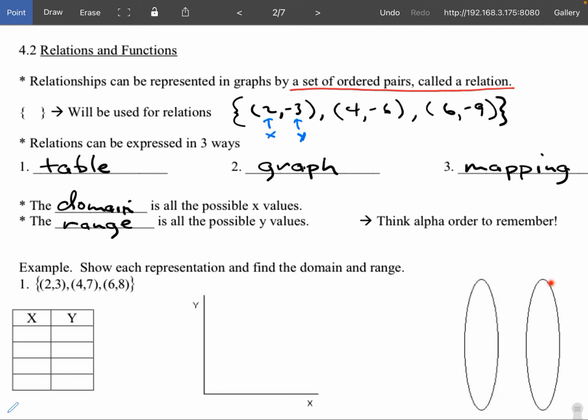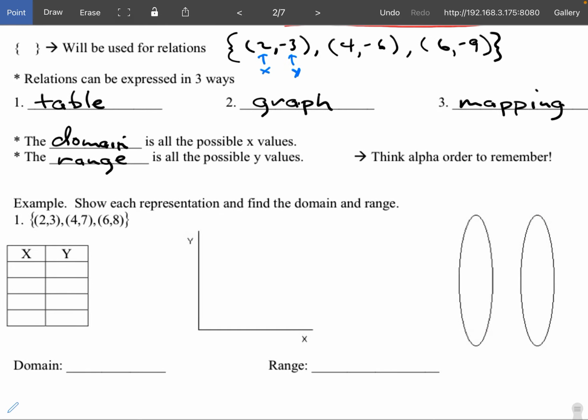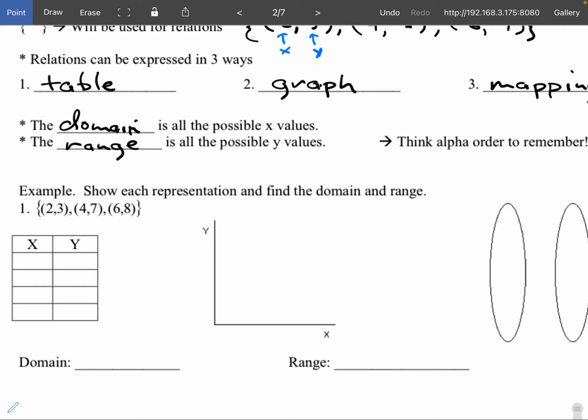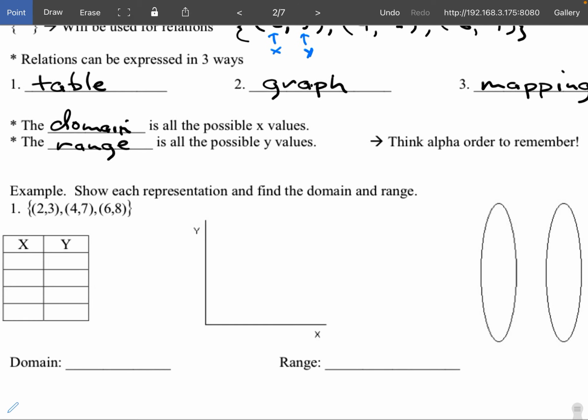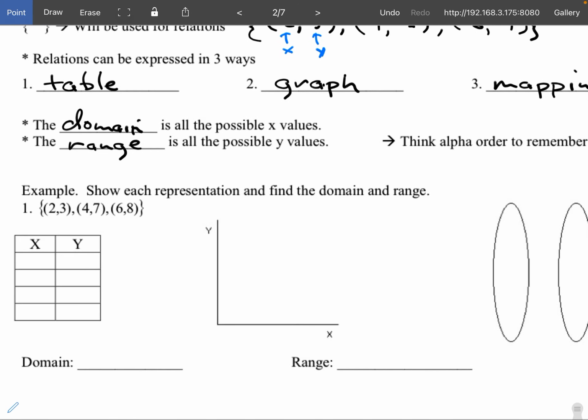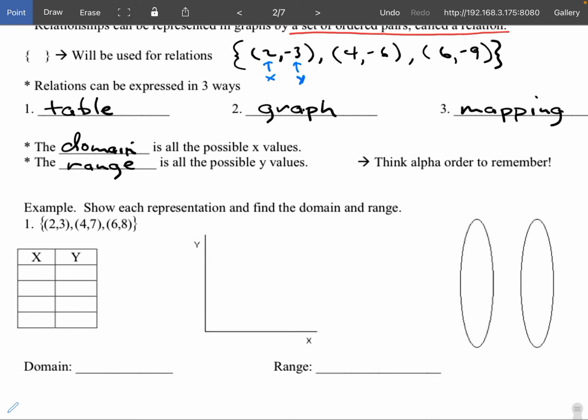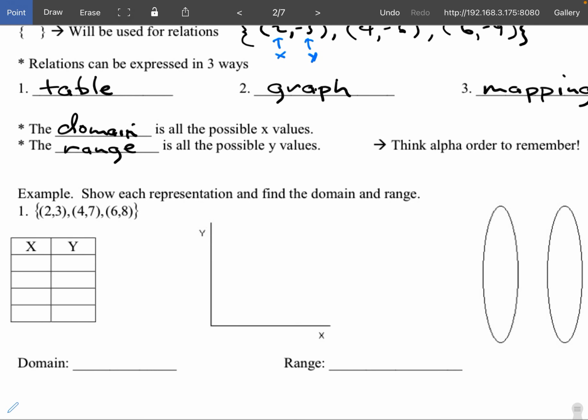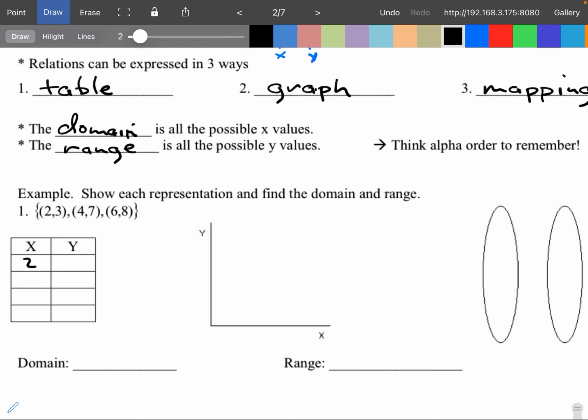All right, so then we got example 1 down here. They gave us a relation, so you see that right here. They gave us a set of ordered pairs. And then we're going to represent that as a table, and then as a graph, and then as a mapping diagram. So let me slide up here. All right, so first as a table.